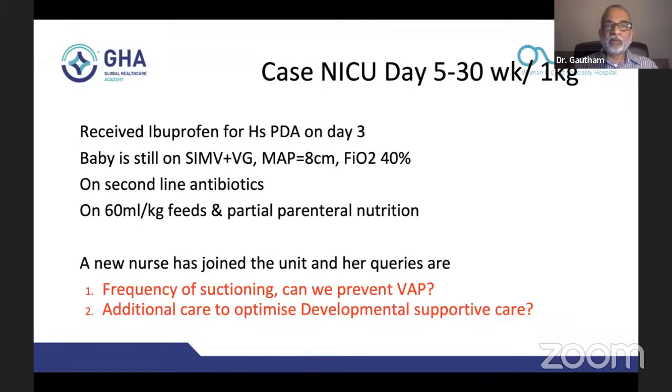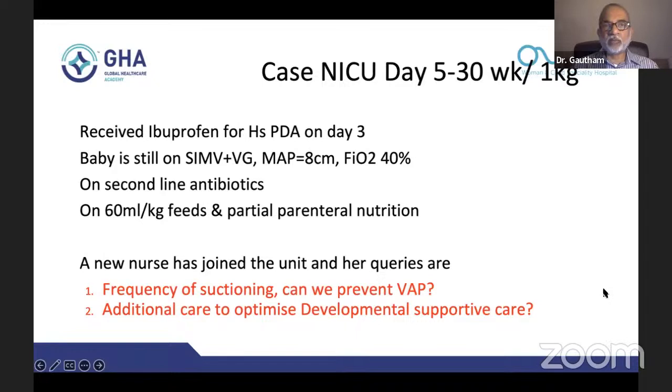Frequency of suctioning, I would say, as infrequent as possible, because the more often you disconnect and you go in with the catheter, the higher the risk of infection and introducing things, especially if you introduce saline. And prevention of VAP or ventilator-associated conditions. We used to call it ventilator-associated pneumonia, but nowadays the CDC calls it ventilator-associated conditions. And a subcategory of that is ventilator-associated pneumonia. Definitely, we should try to prevent it.